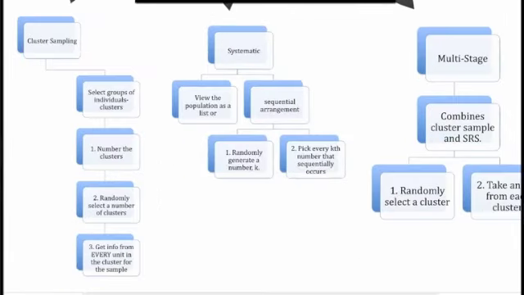Alright, systematic. This one I left off the tape before. But what we do is we view the population as a list or a sequential arrangement. Then we randomly generate a number, and we pick every number that comes after that. So pretend you're coming into class. You're walking in sequentially in an order. So what I could do is I could randomly pick a number between 1 and 5. Let's say it's 4. So my number would be 4, and then I would take every 5th number after that. So I'd pick person 4, person 9, person 14, etc.